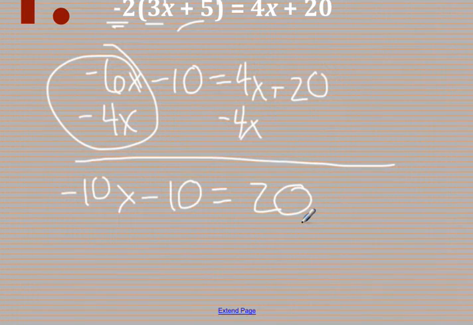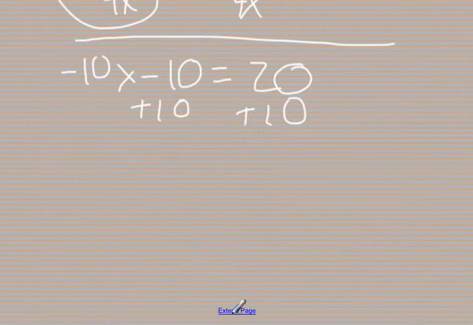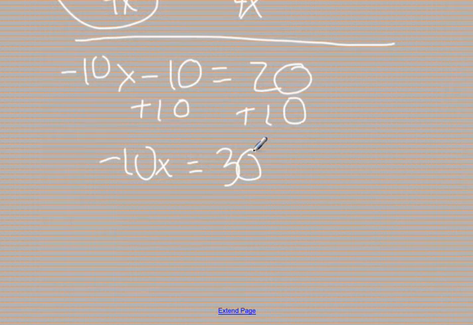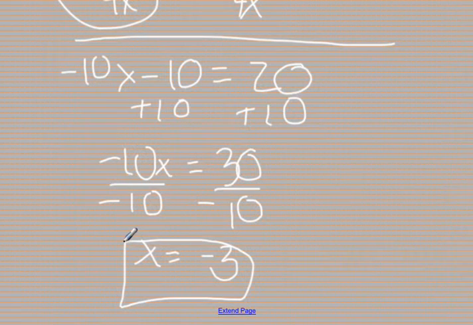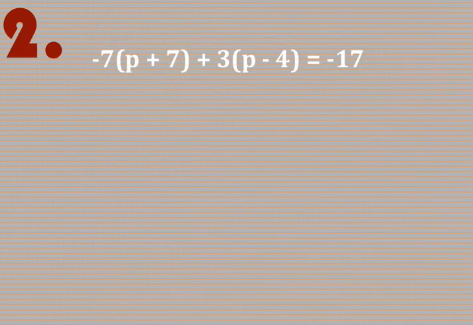So now I need to get that minus 10 over to the other side. So I do that by doing the opposite. So I'm going to go ahead and add 10 to both sides. And then I get negative 10x is equal to 20 plus 10, which is 30. So then I'm going to go ahead and divide both sides by a negative 10. And when I do that, I get 30 divided by a negative 10, which is negative 3. Okay, so that's your final answer for number 1.